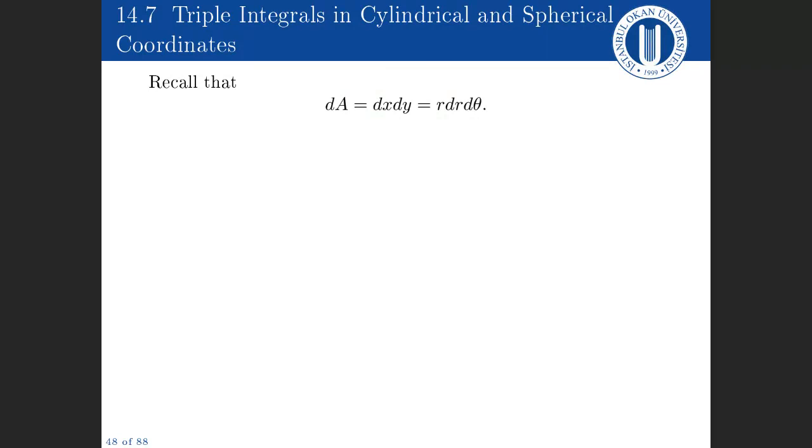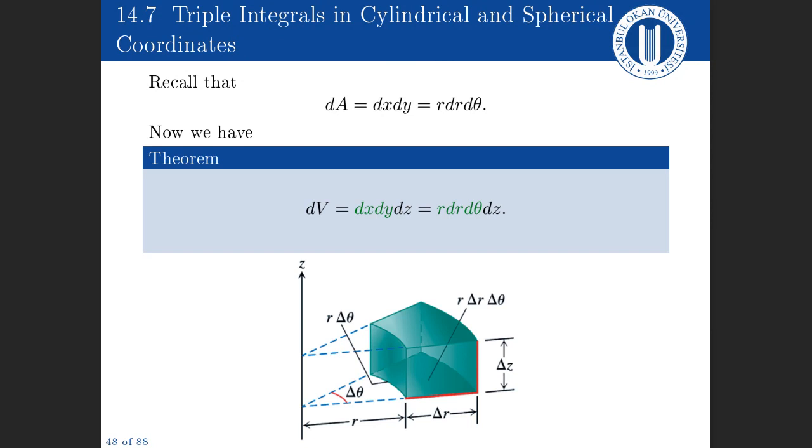Now, let me remind you that when we were doing double integrals, we had a little bit of area dA. That was the same as dx dy, or in polar coordinates, it was the same as r dr d theta. Now in triple integrals, we have this little bit of volume dV, and previously we've been saying that's dx dy dz. If we use cylindrical coordinates, that's the same as r dr d theta dz.